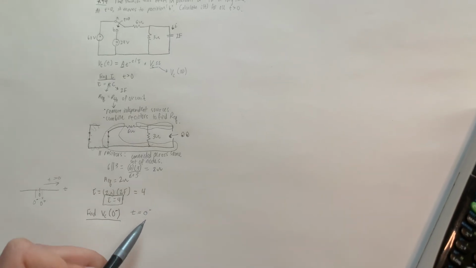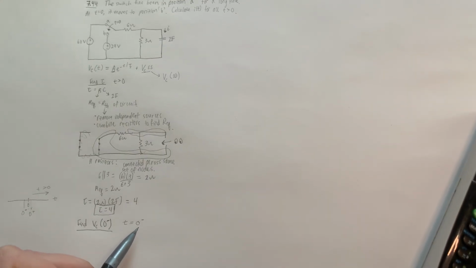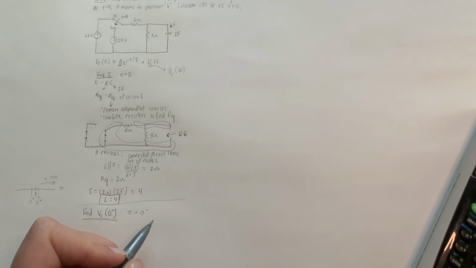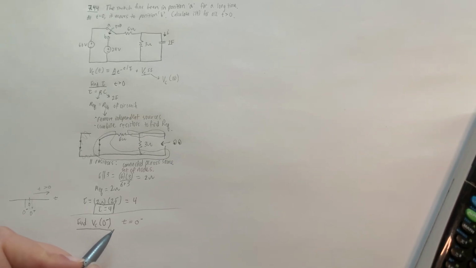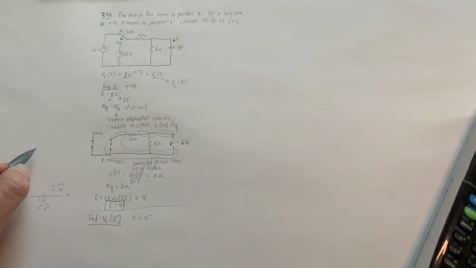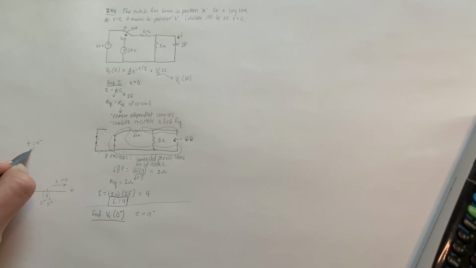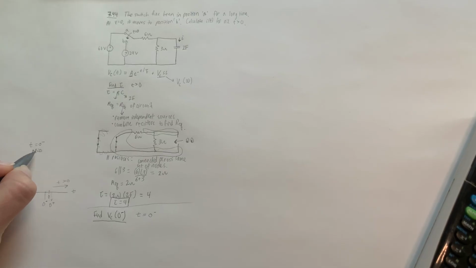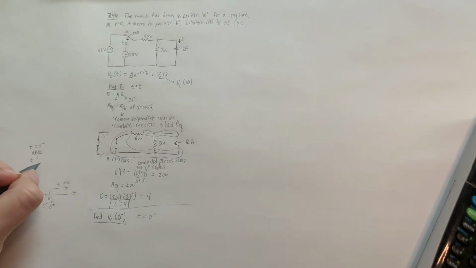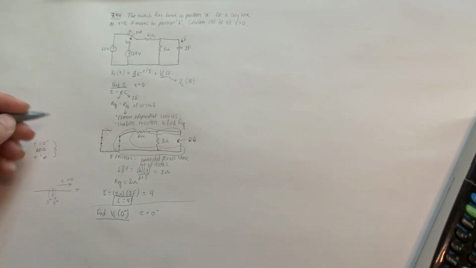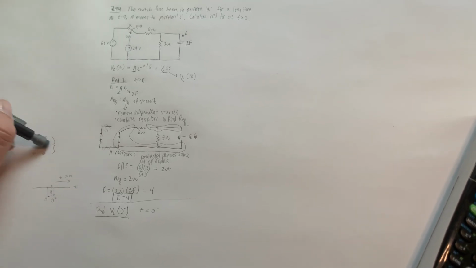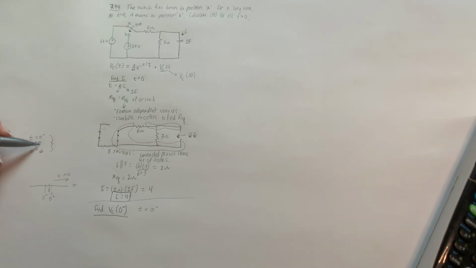So I write out all my information about this. Time equals 0 minus. That means I need to draw my circuit at time equals 0 minus. Two facts I need to know are about steady state: when time equals 0 minus, or time equals infinity.